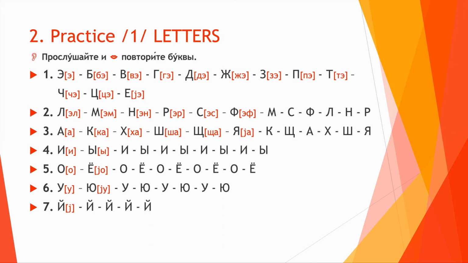Okay, number 5, the difference between two vowel sounds O and yo. So when we pronounce O, we don't have this y sound in the beginning. When we have yo, this letter with double dots on top, you will have this y in the beginning. So O, yo, O, yo, O, yo, O, yo. Hope it's clear.